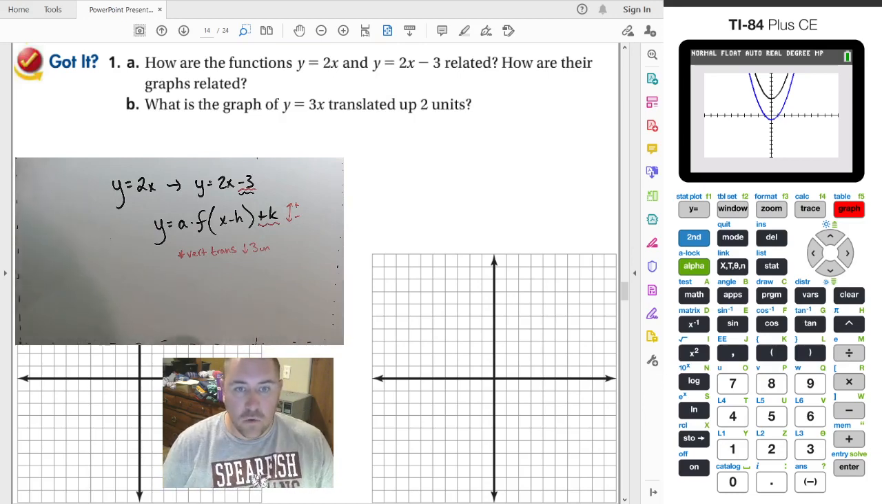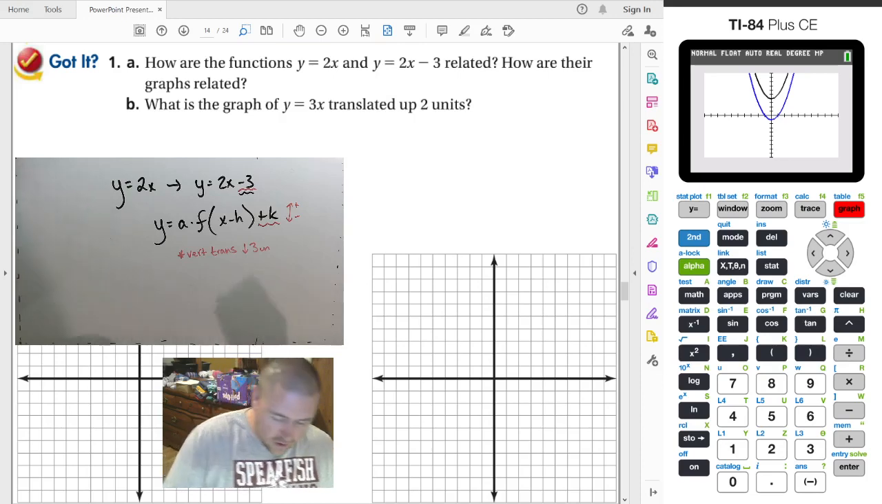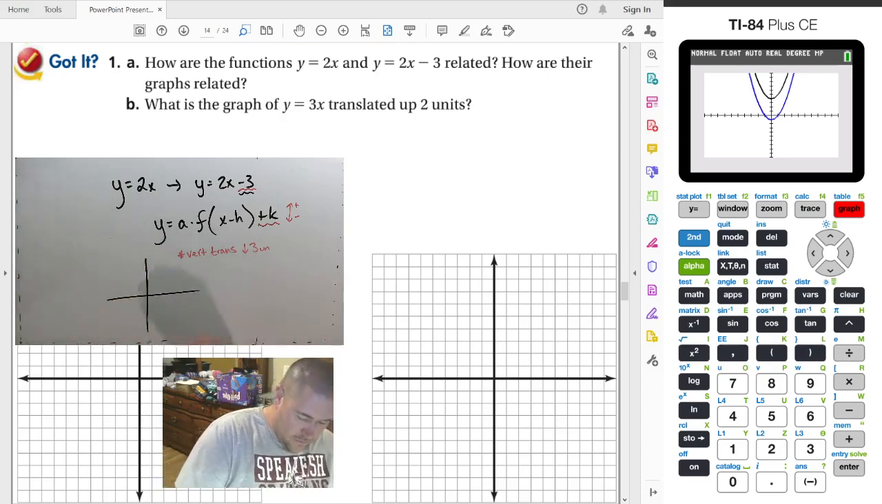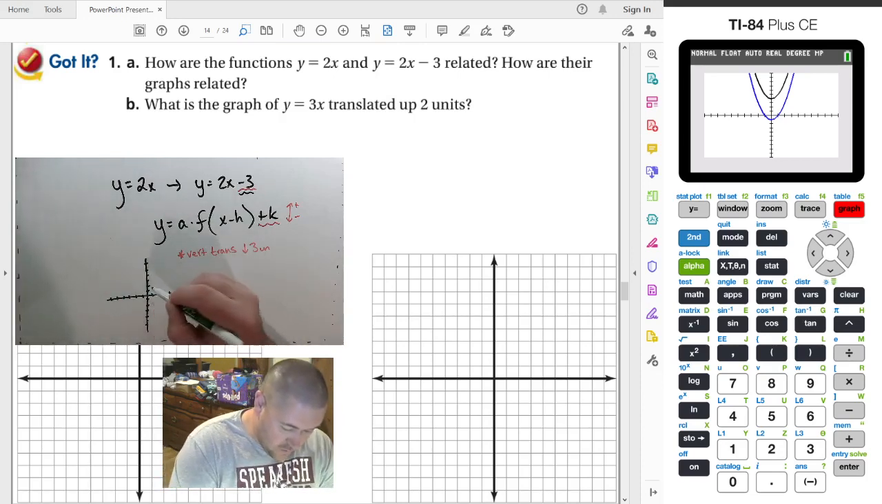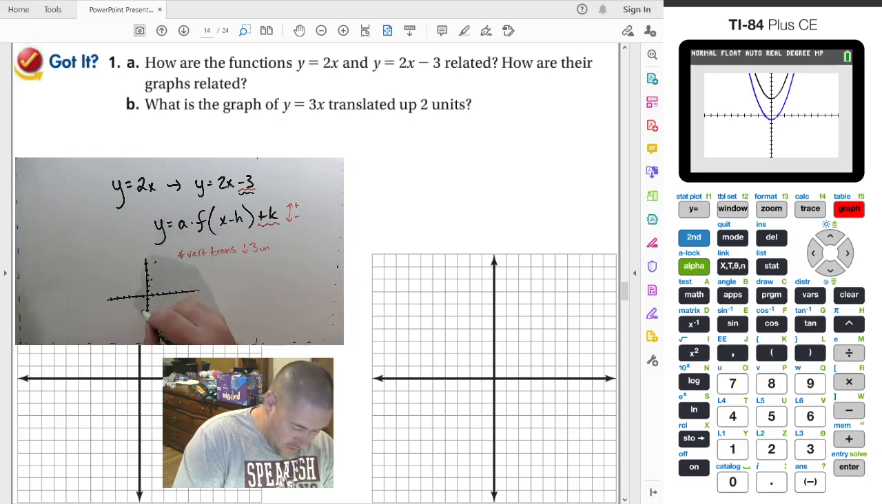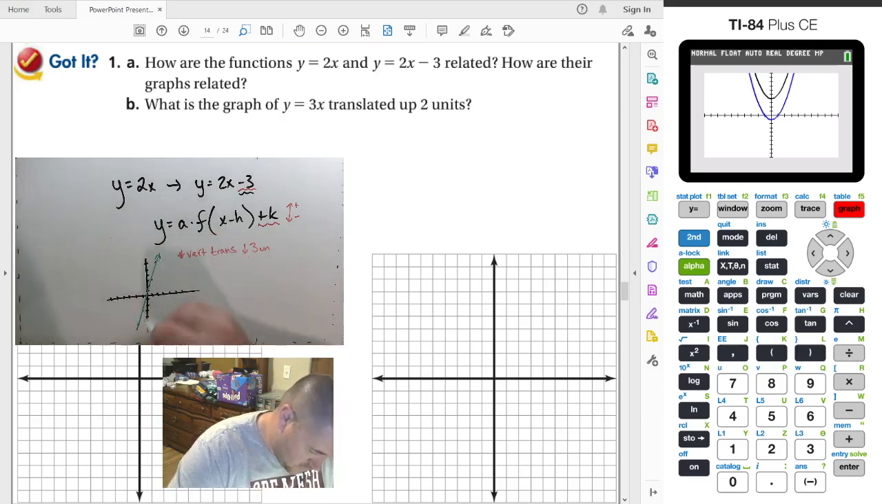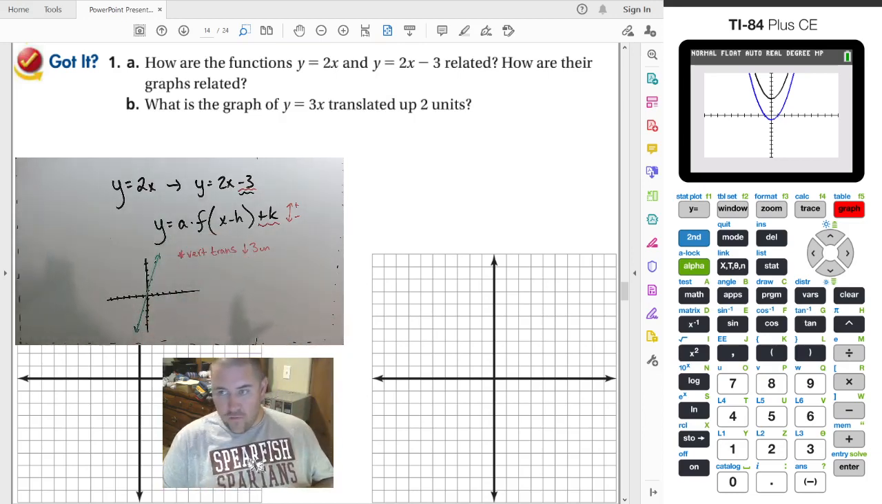Part B says, what do I do with this graph if I translate it up 2 units? Well, I get my 1, 2, 3, 4, 5, 6. Okay, hopefully that's good enough. You have your original: start at 0, up 3 over 1, up 3 over 1, down 3, back 1, down 3, back 1. Okay. So there's my original graph.